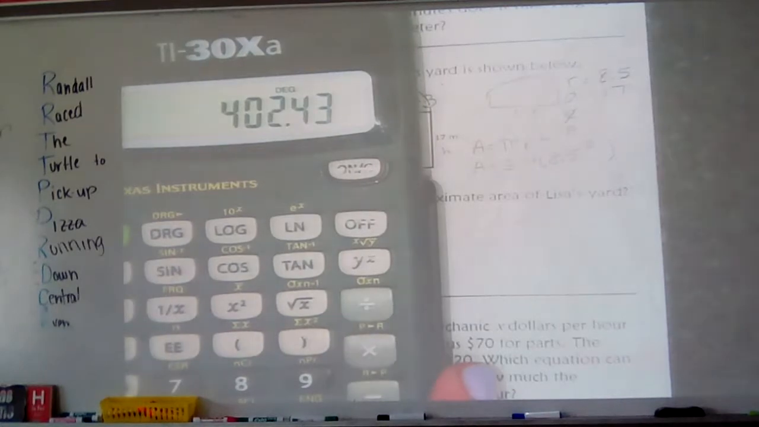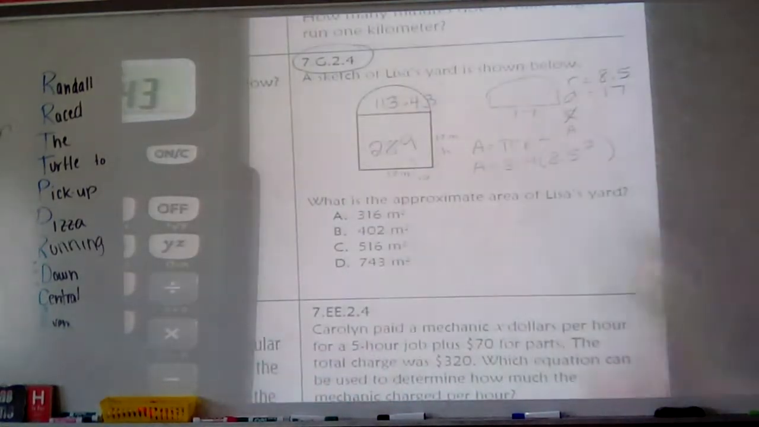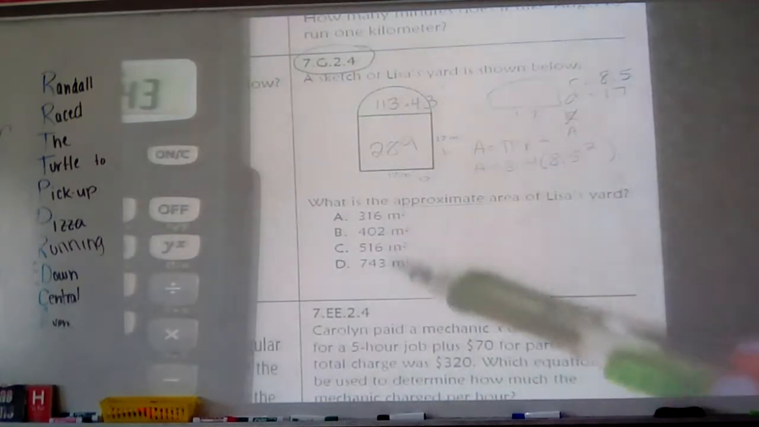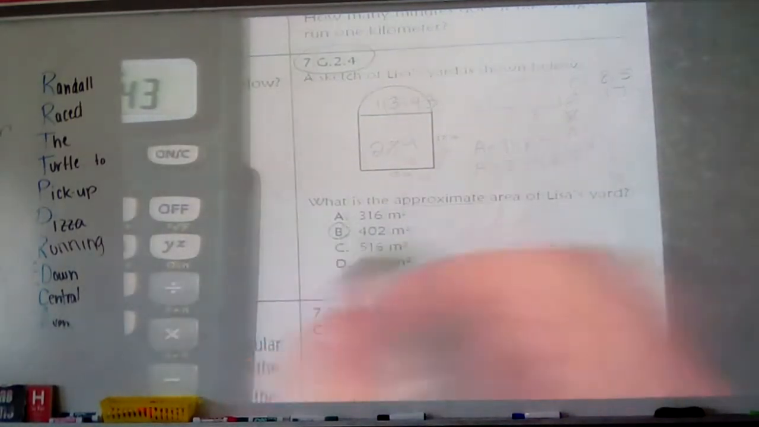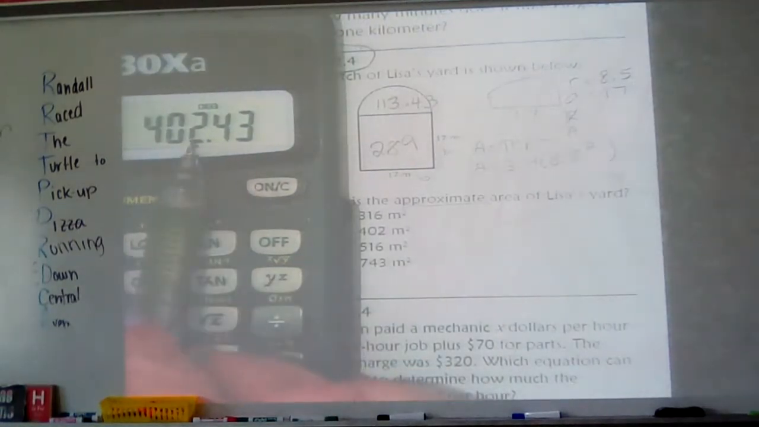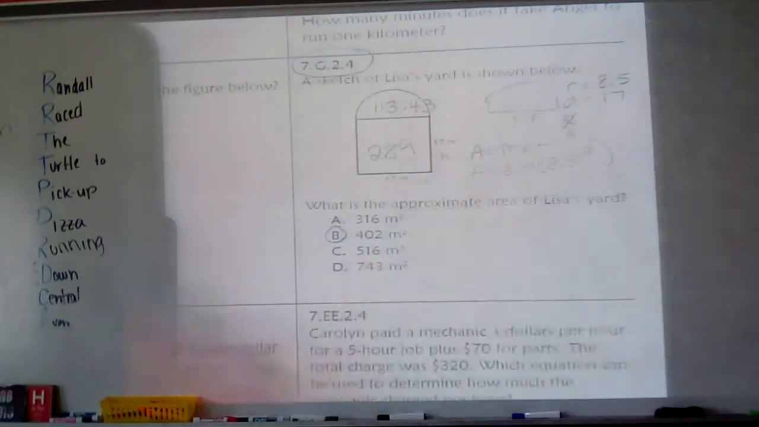So I get 402.43, the approximate area of the yard. I look at my options. 402.43 will round down because the 4 is less than 5. Five or more, raise the score; four or less, let it rest. So it would be 402. So my answer would be B.